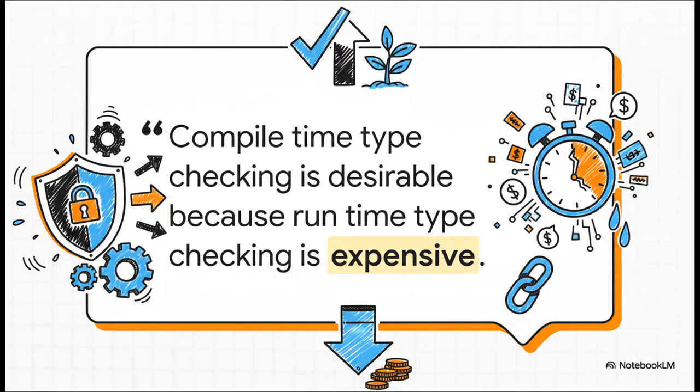And here's the money quote that explains why this is so powerful. It says that checking for all these potential mistakes at compile time, which is what static binding is all about, is a very good thing. Why? Because doing that same checking while the program is running is, and I quote, expensive. And expensive doesn't just mean money. It means it costs time, it costs processing power, and it can make your program feel sluggish.